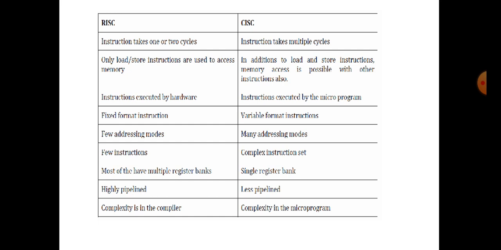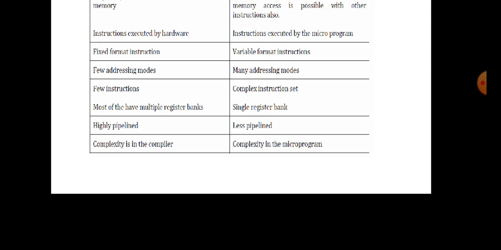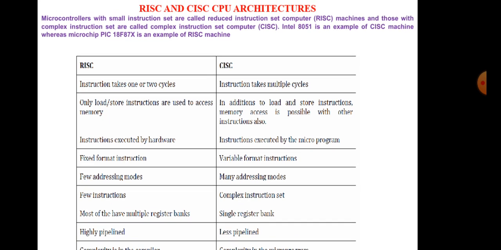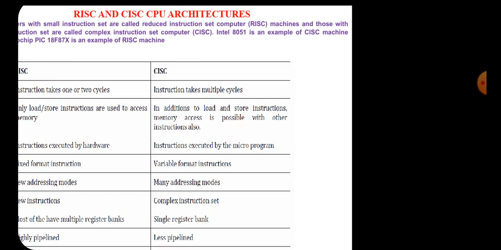In case of your RISC, the complexity lies in the compiler, whereas in case of your CISC, the complexity is in the microprogram. Okay, so next, beginning with the next bit, that is the type of architecture levels.